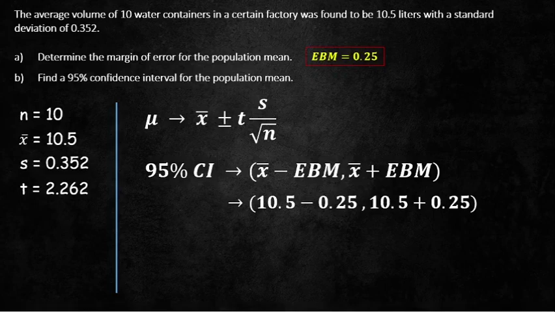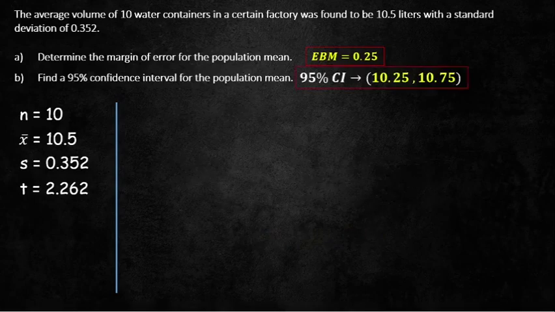Substitute the values for each symbol and we'll have this. So we have 10.5 minus 0.25, comma, 10.5 plus 0.25. And the final answer would be 10.25, comma, 10.75. This will now be our answer for letter B. But it doesn't end there.